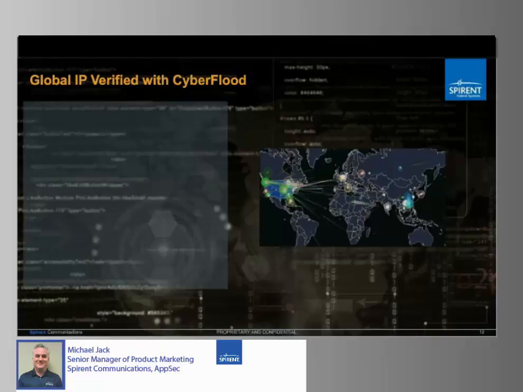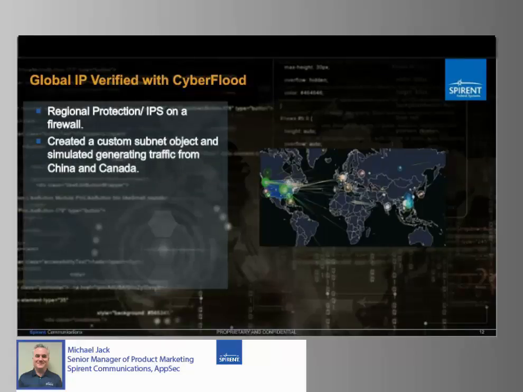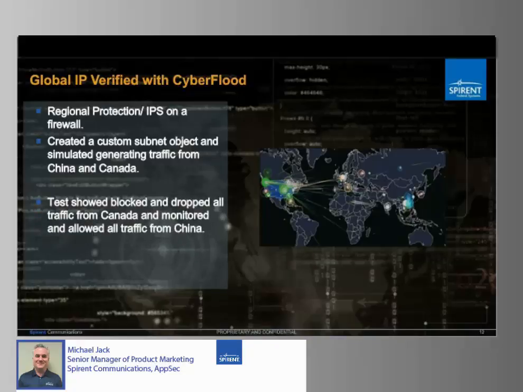Now here's an example of a test that shows one way of looking at specific devices. Many devices today have regional IP blocking. So in this case, the test was regional protection of an IPS on a firewall. We looked at a solution that could be set up to block traffic coming from different countries. So we set up a test looking at traffic generated from China IP addresses and Canadian IP addresses. The policy of the device was to verify that the Canadian traffic got through and was monitored, and all traffic from the China IP addresses was blocked or tagged.